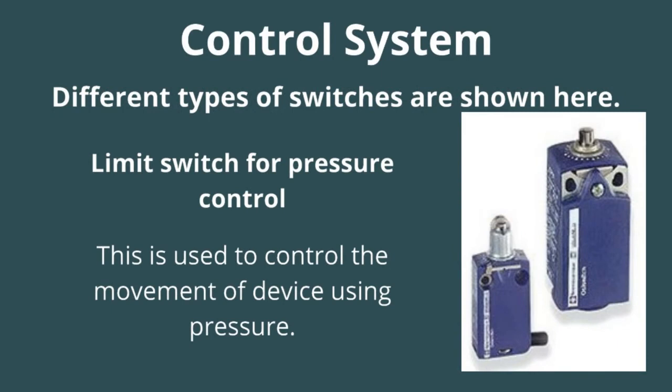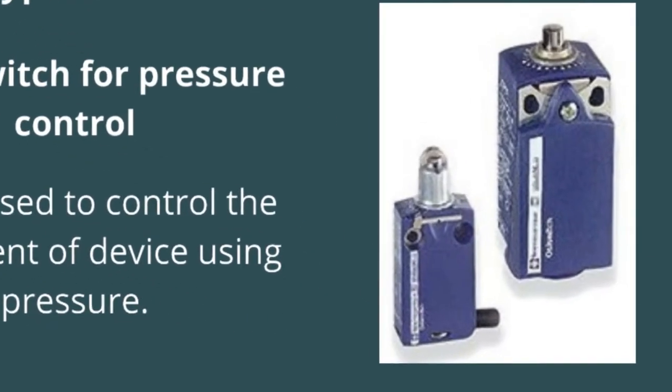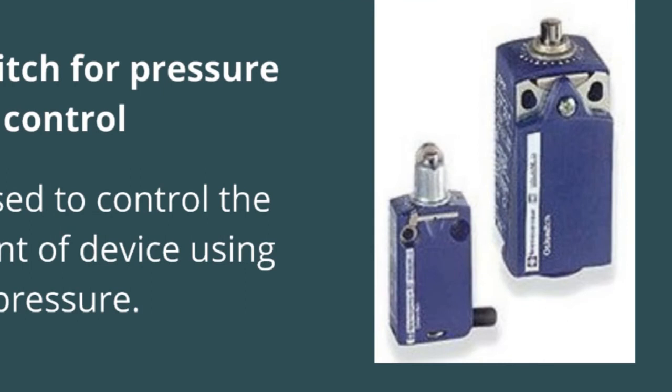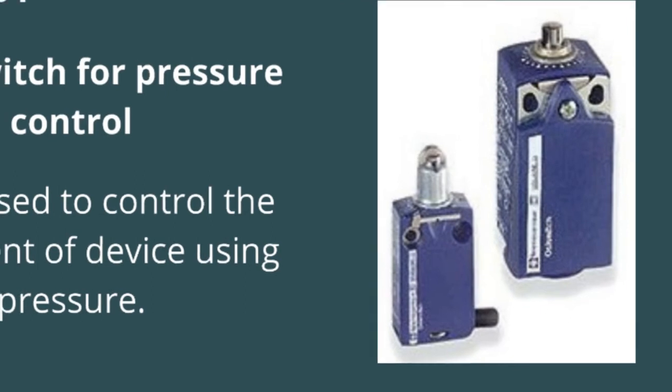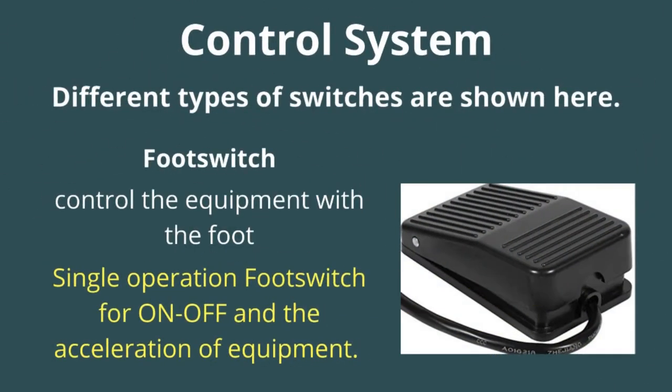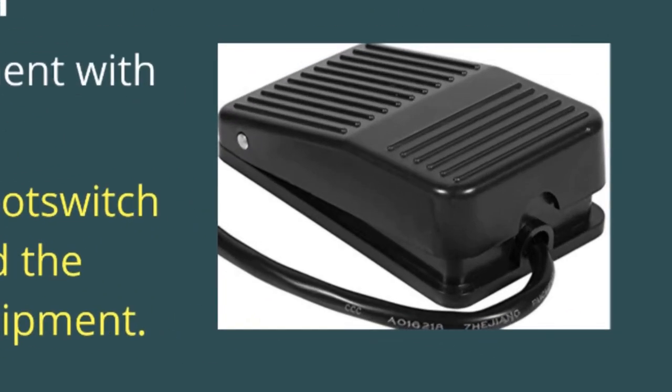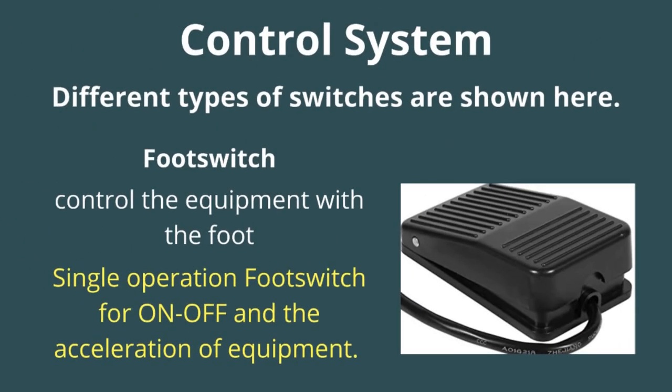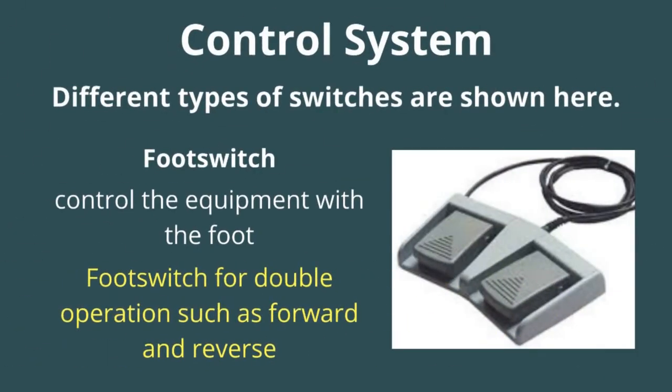Limit switch for pressure control. This switch is used to control the equipment which is operating under pressure. Foot switch. Single operation foot switch for on-off and the acceleration of equipment. Foot switch for double operations such as forward and reverse movement and on-off as well.